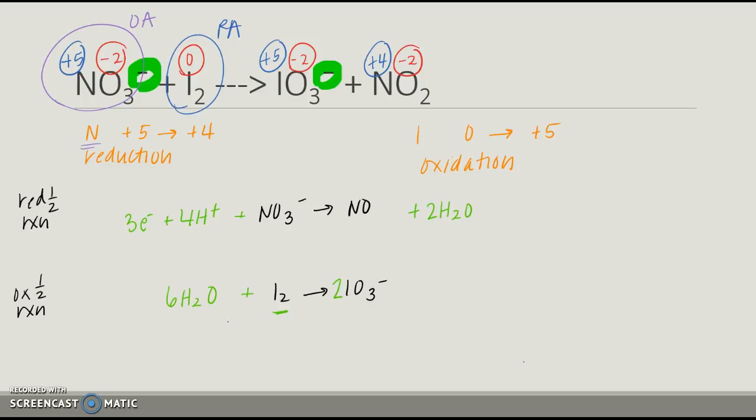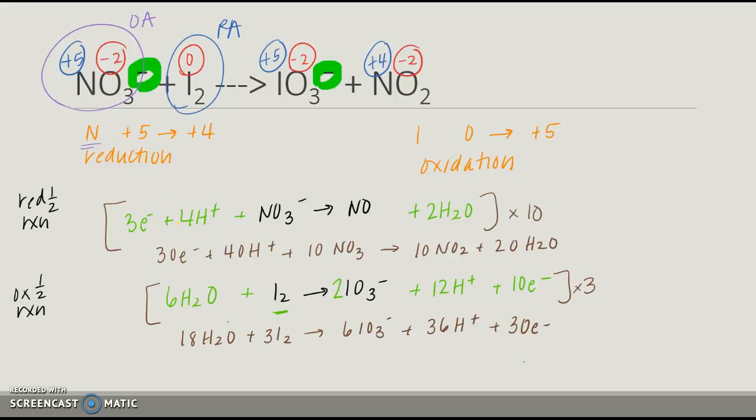Now I need to add my H pluses. And then I need to balance charge. 0 charge on the reactant side, plus 10 charge on the product side. So I added 10 electrons. And so this is what you get. And then remember, these electrons have to be the same, so you're going to have to multiply your equations. So when I do that, I get these equations, and then now I'm just going to combine them.